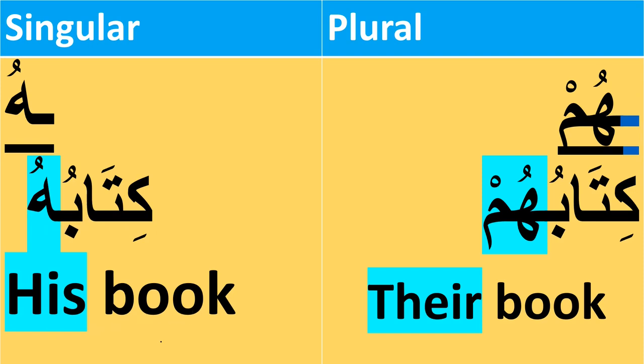In the Arabic plural masculine possessive pronoun, there is also an attached pronoun or suffix hum. Kitabuhum, their book. It is important to know the suffix hum is grammatically for the plural masculine, but it can also be used for a group of people, men and women.